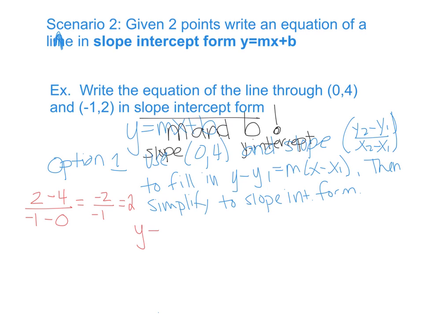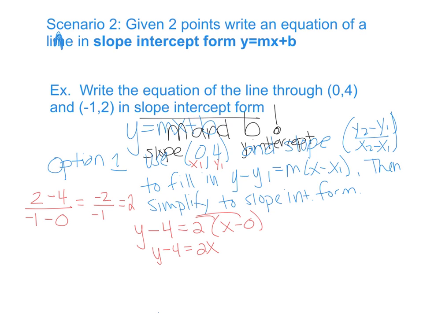So y minus, remember this was my x1 and my y1, 0 and 4. So y minus 4 equals my slope of 2 that I just calculated, parentheses, x minus 0. Okay, so now I need to simplify to get it into slope-intercept form. So the first thing that I would need to do here is distribute. So y minus 4 equals 2x, and 2 times 0 is 0. So I'm not even going to write plus 0, minus 0 there.